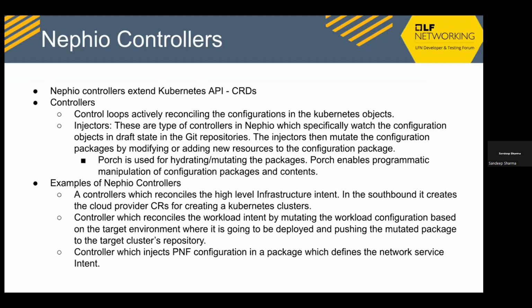We already saw examples of these kinds of injectors, for example, the IPAM injector and the network function injector that we saw in the previous demo. The network function injector injected a whole deployment object for a UPF, and the IPAM injector allocated IP addresses, and there was one more injector which further curated the package and created the network attachment definitions, etc. So these are the two types of controllers, and that's what I have in the example.